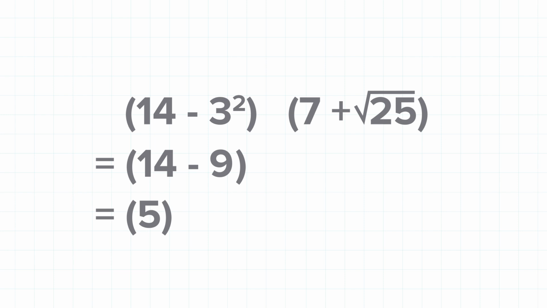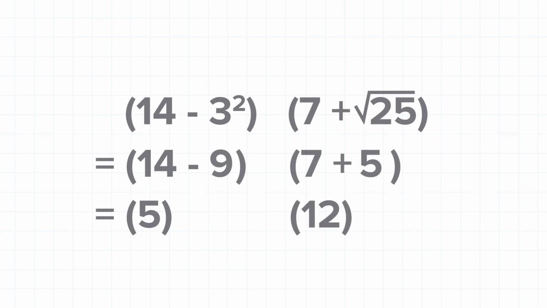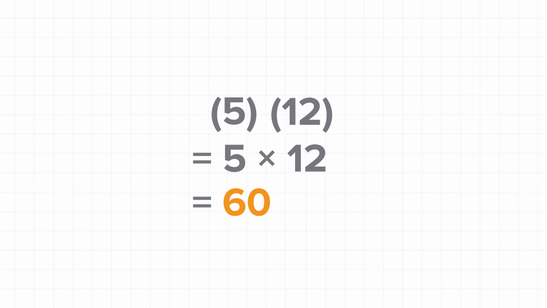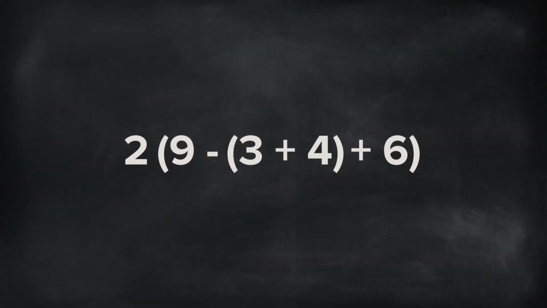The square root of 25 is 5. And 7 plus 5 is 12. And all that's left now is to multiply 5 times 12. The solution is 60.